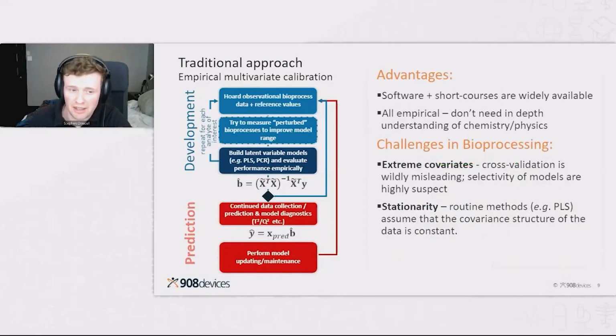So there are advantages to this approach. I know I'm putting it in a negative light, but the advantages are that you can find this software pretty much anywhere. If you do a Google search, you can find free software to do PLS or PCR. You don't need any domain knowledge, so you don't need any understanding of chemistry, physics, biology. You can just dump your data in, press go, and it'll give you a number, which is kind of scary. But there are some very severe drawbacks to applying these types of methods to bioprocessing, and I'm going to go over a few of them.